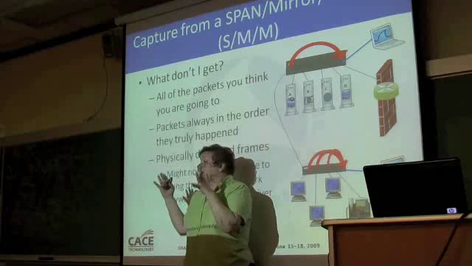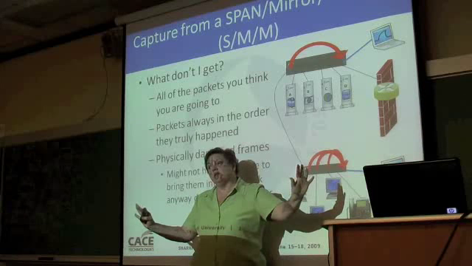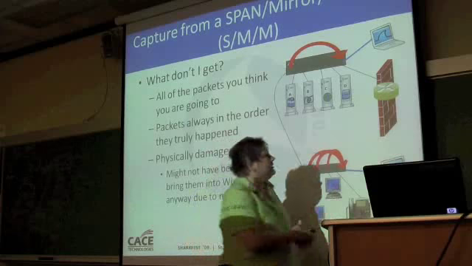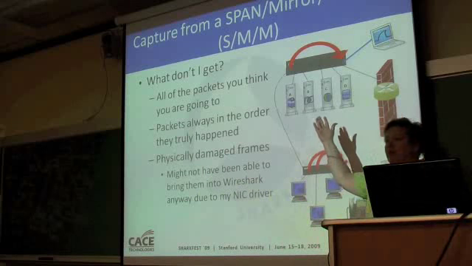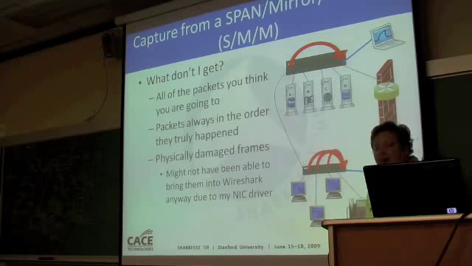Oh, and let's pretend that the switch actually makes me a copy, because maybe it does. It depends on the switch. Totally depends on the switch. So let's say my switch makes me a copy, so here I am capturing it in Wireshark, and the whole reason I'm doing this is because there was a physical problem, and that's why it's slow in the first place, right?